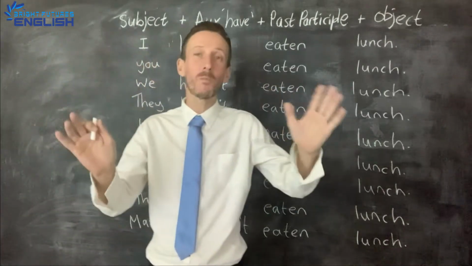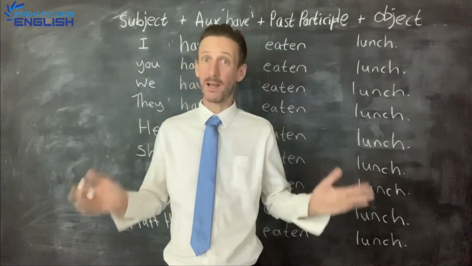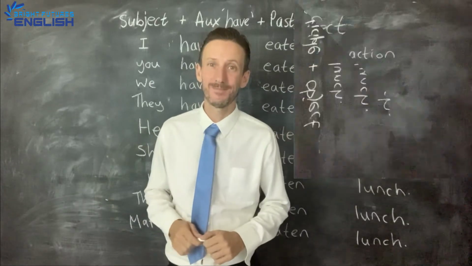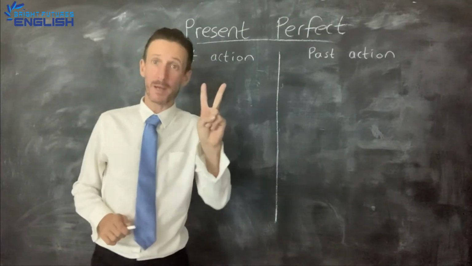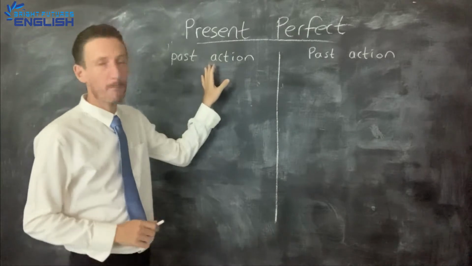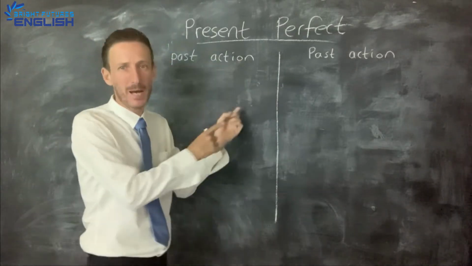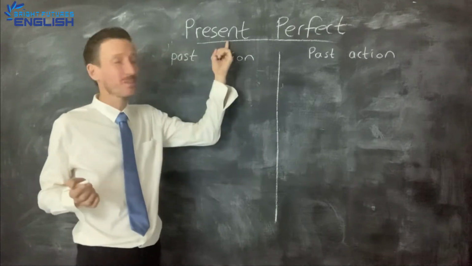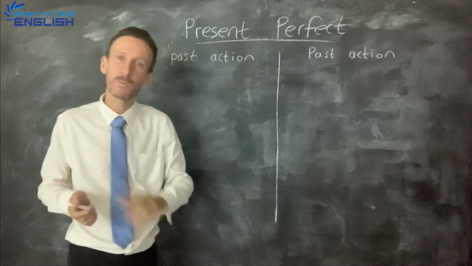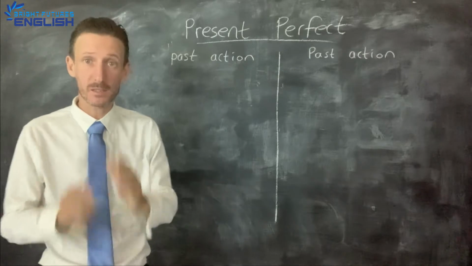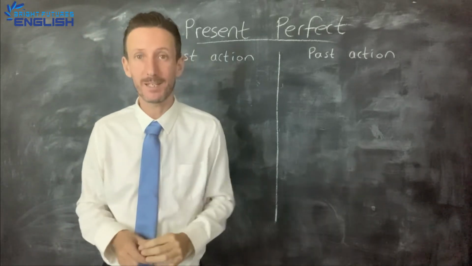So, now we can form the present perfect, but how do we actually use it? The present perfect has two main uses, and both are about past actions. But hang on, you might think, if they're about past actions, why do we call it the present perfect? Well, we'll come to that later, but first let's look at each use in more detail.